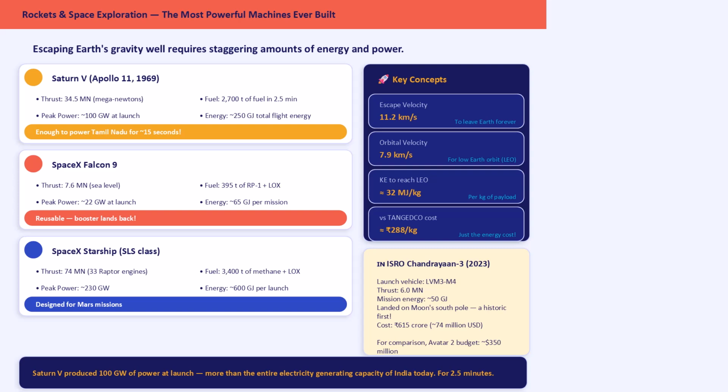The kinetic energy needed to place 1 kilogram in low Earth orbit is about 32 megajoules. At TANGEDCO tariffs, that energy costs roughly 290 rupees. The rocket itself costs millions, because getting the fuel there efficiently is the unsolved engineering challenge of our age.